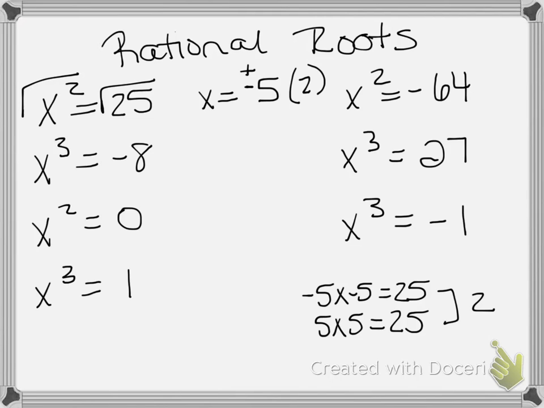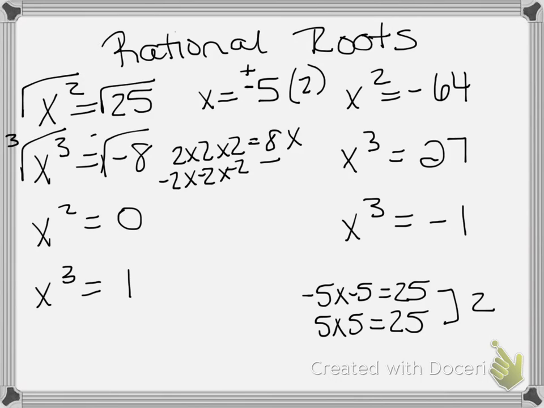Okay? So here I'm going to do the same thing with negative 8. I'm going to ask myself, what is the cube root of 8? I know that 2 times 2 times 2 is 8. Well, that's positive 8, so that won't work. So what about negative 2 times negative 2 times negative 2? Does that get me negative 8? Yes, it does. So in this case, I only have one rational root that would work.